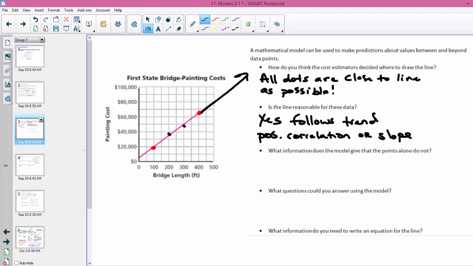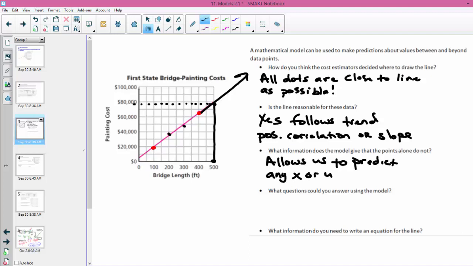So what information does the line give us? Well, we could predict any number. So if we wanted to know 500, we would just trace it up, see where it hits the line, and then trace it over. So it allows us to predict any x or y. Because if you wanted to predict when the painting cost is 50,000, you could find 50,000 here, trace it over, see where it hits, and then trace it down.